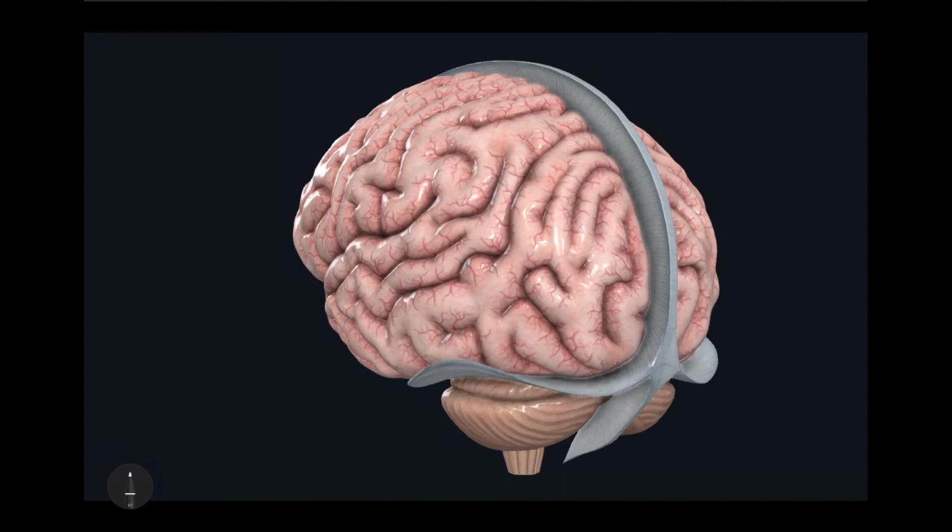Right here on the top part, going through the longitudinal cerebral fissure, is actually called Falx Cerebri. Now this Falx Cerebri means scythe-like. So it looks like a scythe. If we remove the left cerebral hemisphere, it would look like a scythe-like shape. So that's why they call it Falx Cerebri.